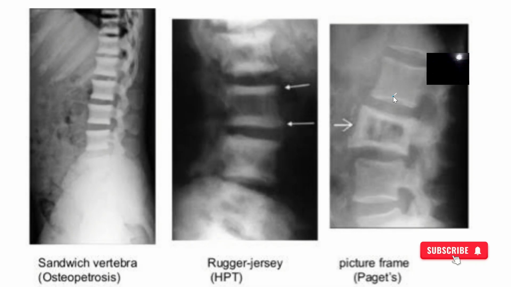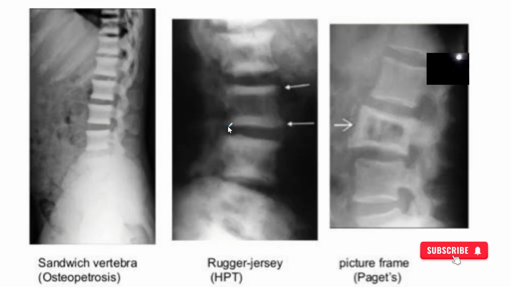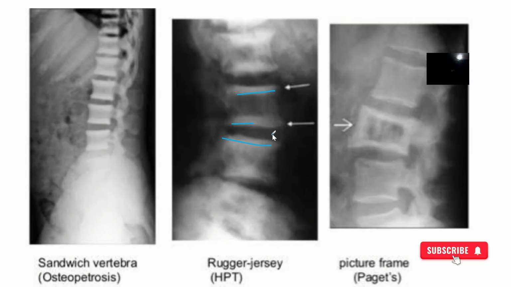So what about the Rugger Jersey vertebrae? The Rugger Jersey vertebrae has sclerotic bands along the superior and the inferior end plates of the vertebral bodies, while the central portion remains lucent. It creates alternating sclerotic, lucent, sclerotic stripes. Do you understand? So at the end of the day, you're having something looking like what? A jersey, which is why it's called Rugger Jersey, right?